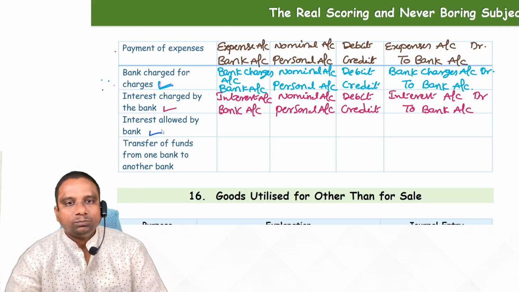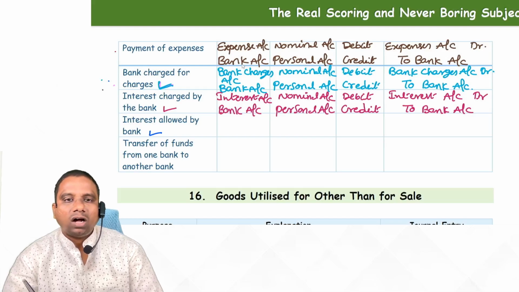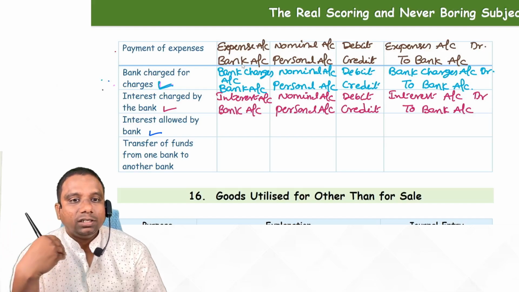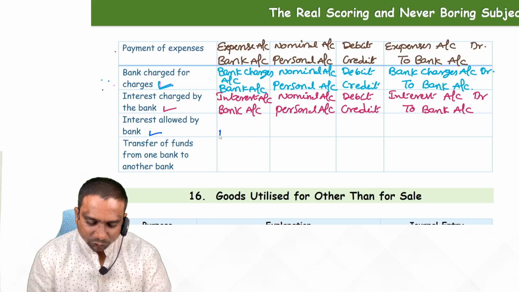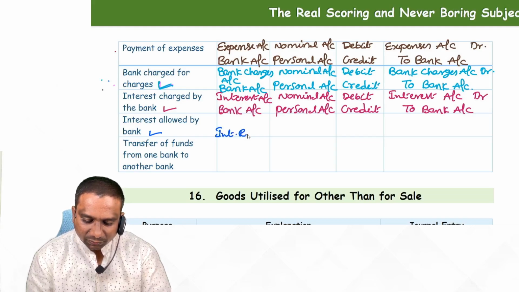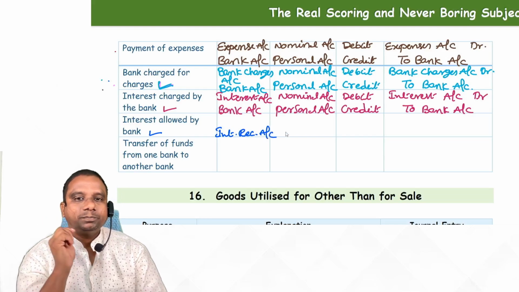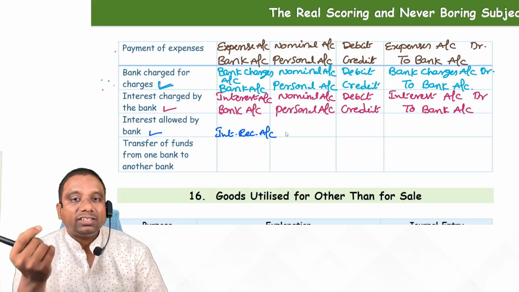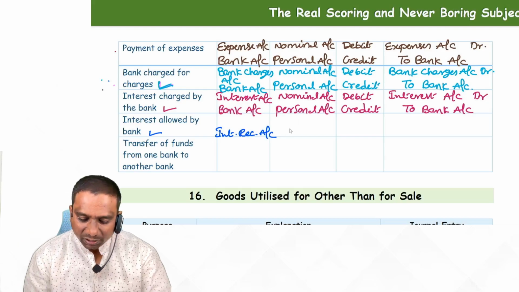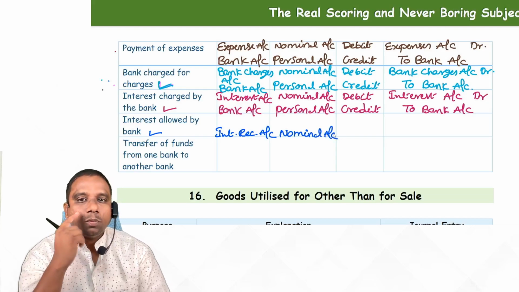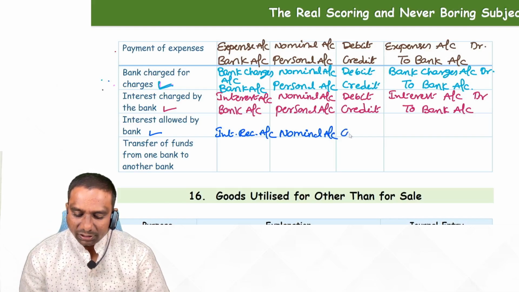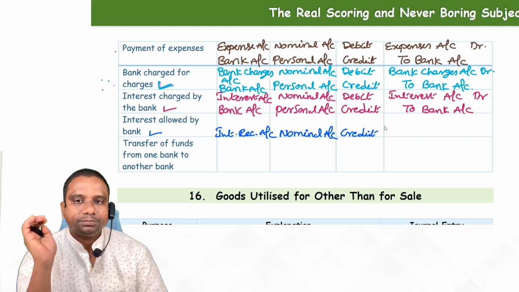Interest allowed by bank. Sometimes we deposit our money, and on those deposits the bank will pay some nominal interest. That becomes income for us. We call it interest received, because we have to differentiate between interest paid and interest received. Interest received is a nominal account. Nominal account rule: debit the expense, credit the income.